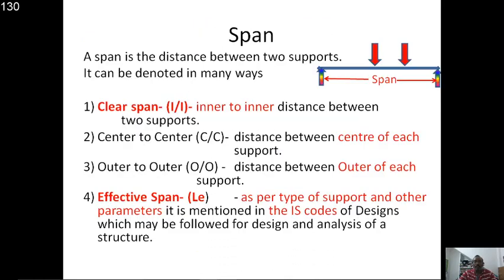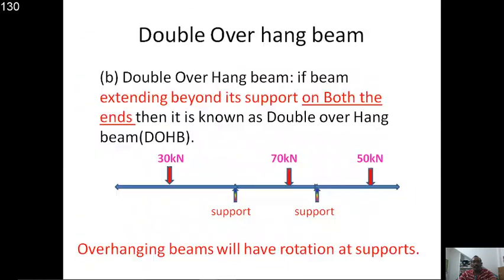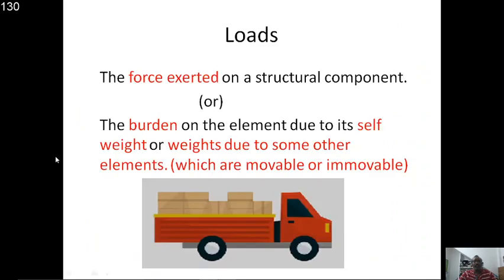What are the different types of loads? We need to come across those loads. The force exerted on a structural component is the burden on the element due to its self-weight, or weights due to some other element, which are movable or immovable. Please understand the force exerted on a structural component. If I say what the structural component is here, this entire luggage is going to be borne by these wheels only, right?